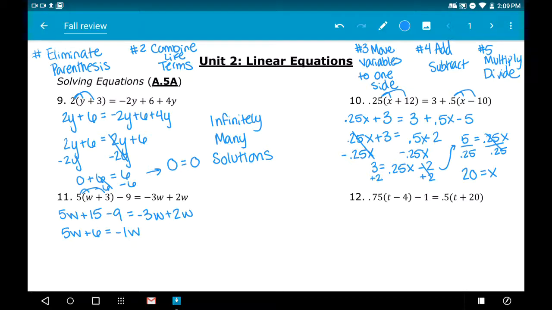Third step is move variables to one side. So since I only have variables on this side, I'm going to move this 5w. So I'll subtract 5w. So I get 6 equals negative 6w. Then our last step here, we'd have nothing to add or subtract. So multiply and divide. So I'm going to divide everything by a negative 6. So 6 divided by negative 6 is negative 1. So negative 1 equals w. And that's our answer.